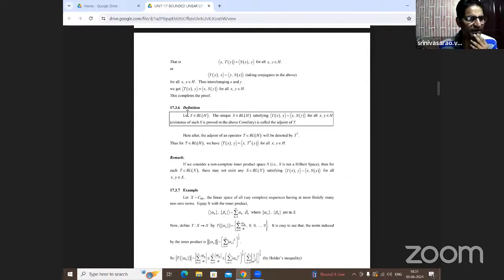Okay. This is 17.3.6. This S equal to T star means the adjoint of T. This is the definition of the adjoint. Now it is read as the adjoint operator: inner product of T of X and Y equals inner product of X and T star Y. 17.3.6.